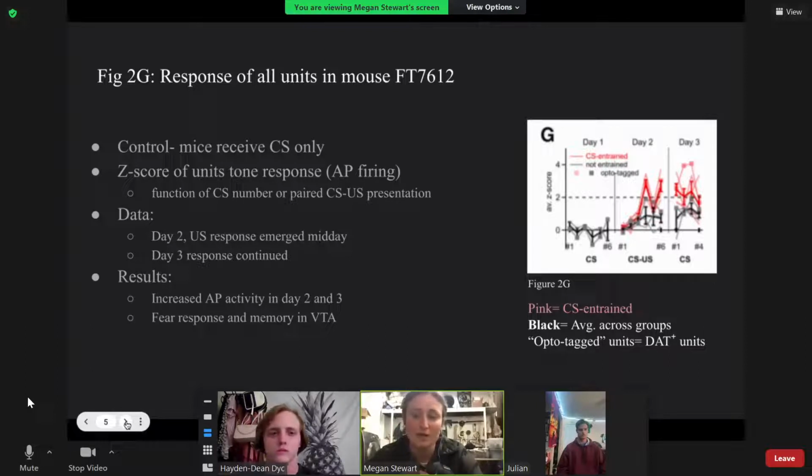And that's carried on into day 3, where you can see that the spikes stay high, which means that even though the mouse wasn't being foot shocked, it was remembering yesterday when it was a cue and then a foot shock. So even though it only has a cue on day 3, the VTA is still responding in the same way that it responded on day 2, showing that these mice's VTA is not only having a fear response, but also a fear memory.